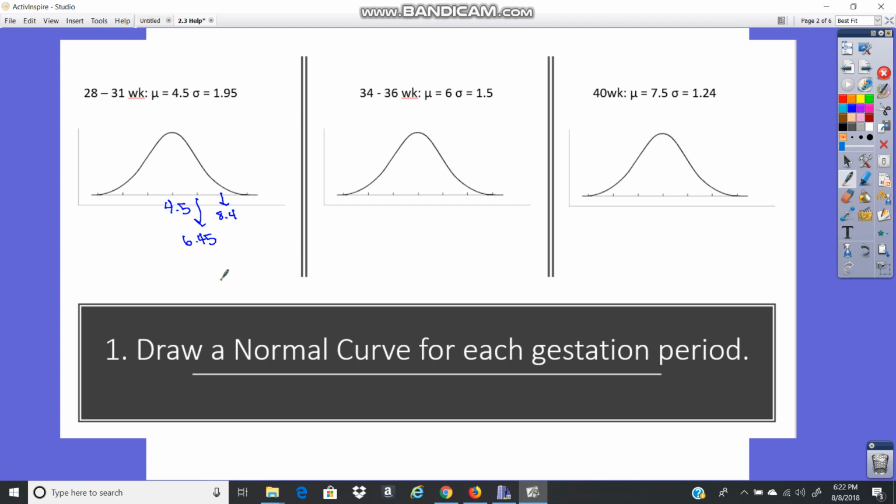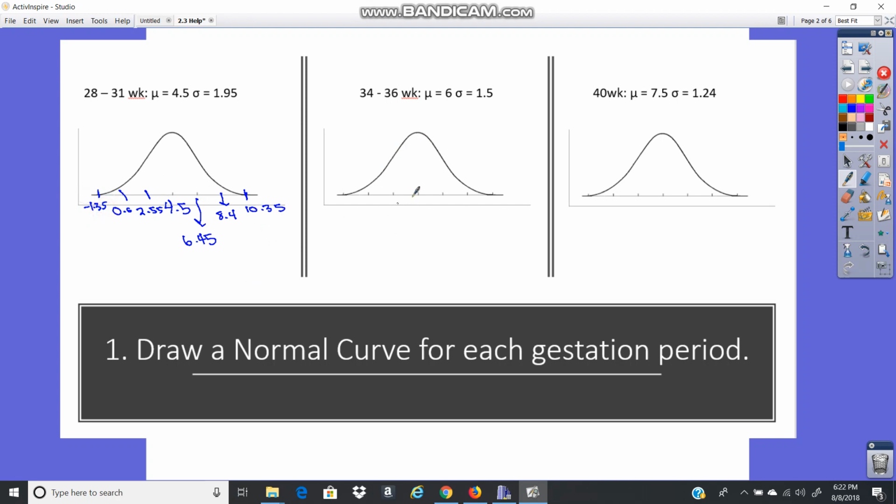And then I'm going to add another 1.95 to get my three standard deviations to the right, and that is going to give me 10.35. And then for my standard deviations to the left, I am going to subtract 1.95. So this would give me 2.55. Then 2.55 minus 1.95 gives 0.6. And then 0.6 minus 1.95 would give me a negative 1.35. Okay, so this is what my curve will look like.